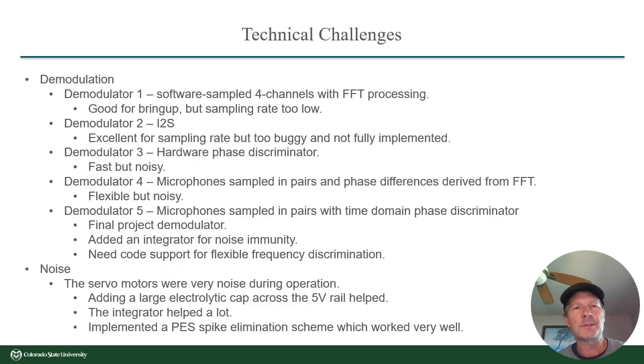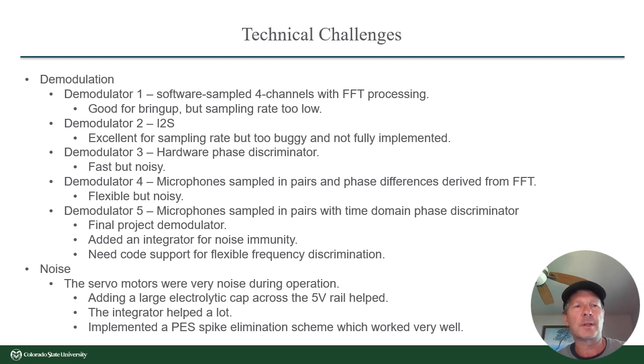The technical challenges I faced were in 2 categories. So one was demodulation. The first demodulator I tried out, I just software sampled 4 channels, one after the other in a round-robin fashion, and used FFT processing to try and tease out the phase differences between the 4 channels. This system was good for bring up, but I found that the sampling rate was too low to use as a final product.